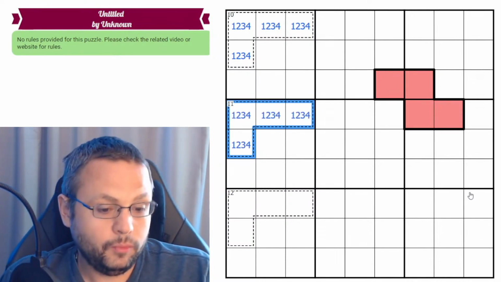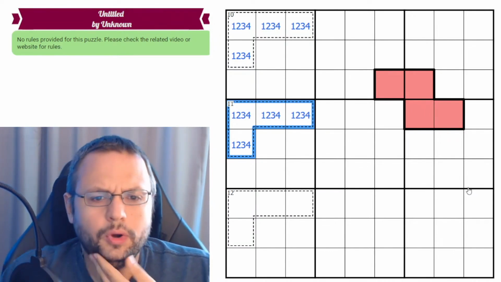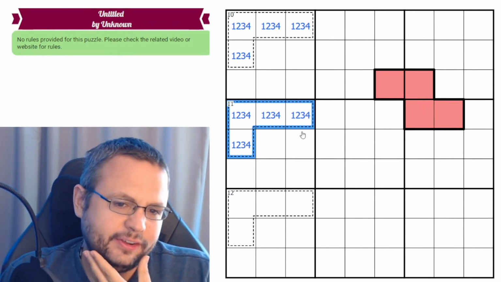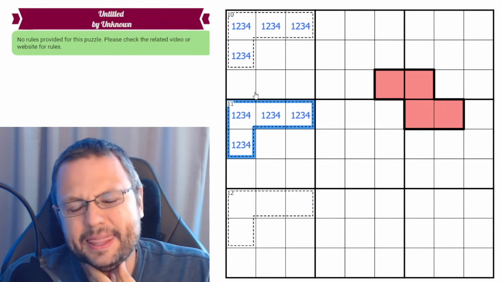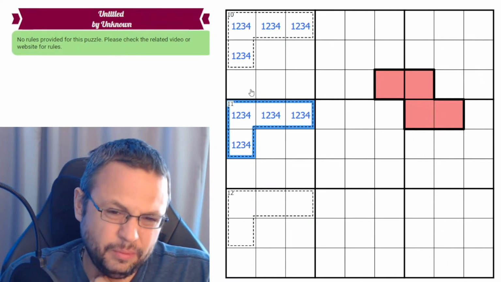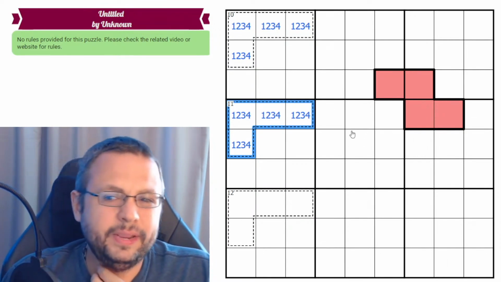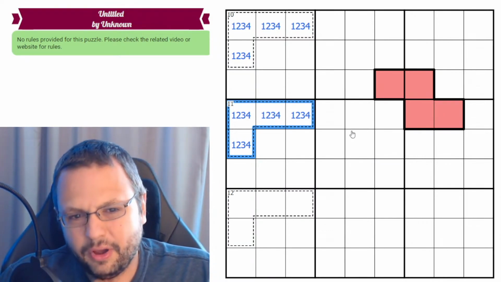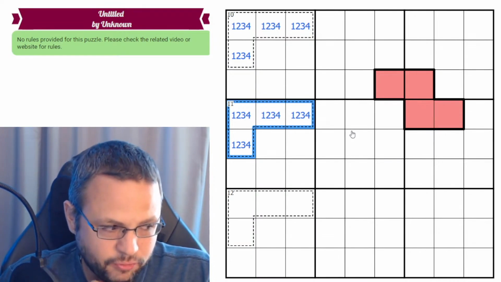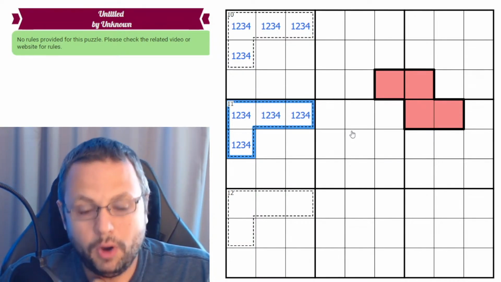So the minimum would be 1, 2, 3, 4. That's 10. So these digits do not add to 11. How am I going to make them add to 11? Well, the answer is I need to increase this by 1. And so here is the essence of a lot of killer puzzles. There's only one way I can increase the total from 1, 2, 3, 4 by 1.